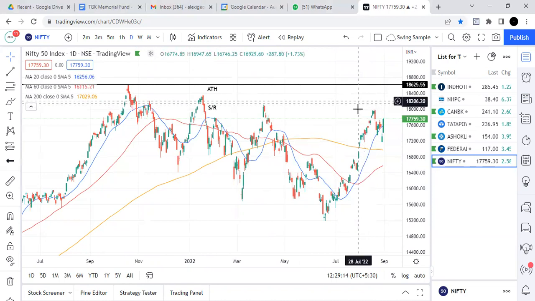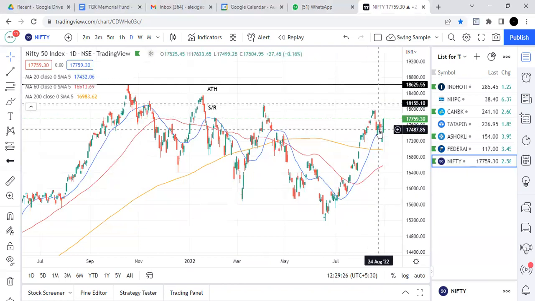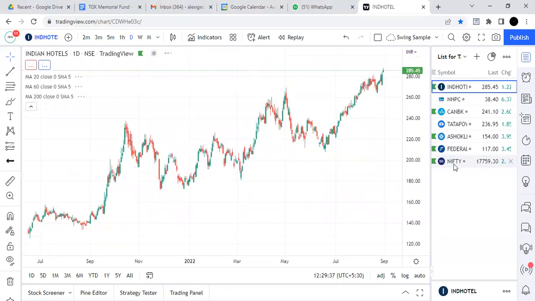Now, this resistance is not a particular price point. Although that line shows up at 18,155, it is an area of price, okay? It's an area of resistance, and it went down, and then a couple of days ago, there was a huge gap down, and then the price is coming back up again. So this is what we are expecting, what we're looking at with Nifty.